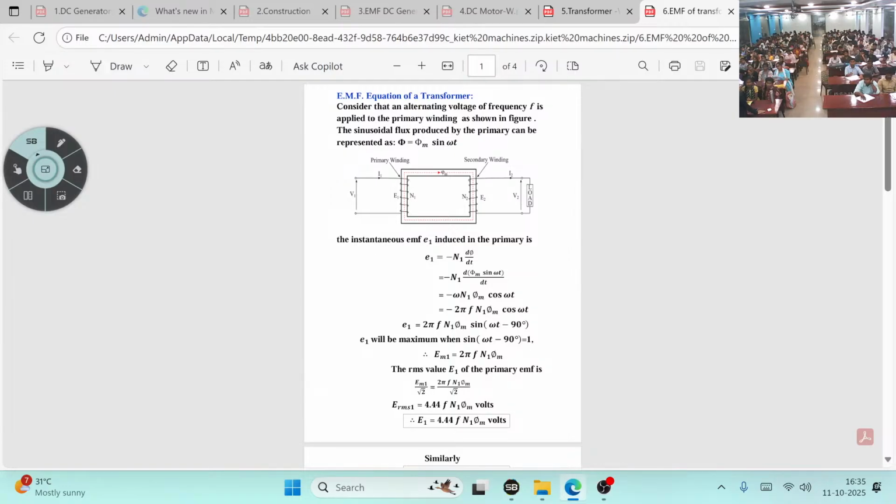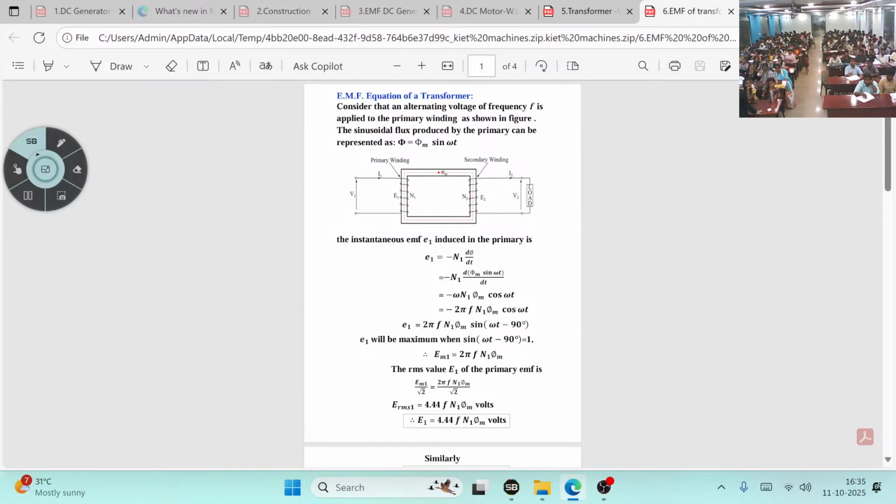Actually, I shared the notes. In that notes, the derivation is another type. Don't follow this derivation. You follow whatever I told. This derivation is another type. They are using another method to obtain the EMF equation. Finally, we will get the same thing.